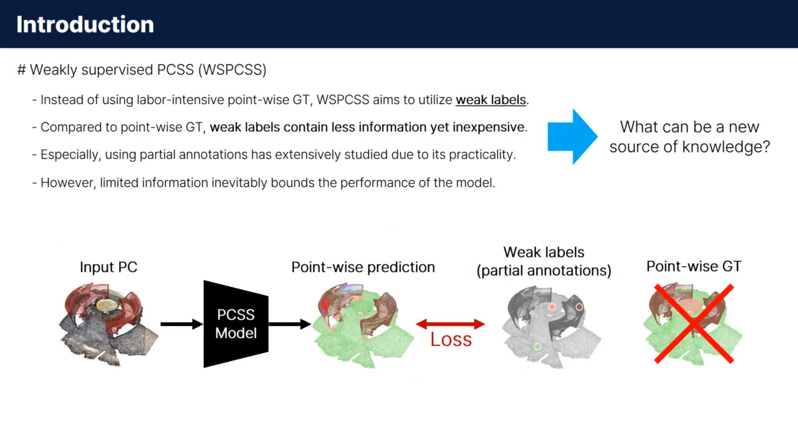As a remedy, weakly supervised approaches have been studied, using only the weak labels which have less information yet are cost-effective. Especially, using partial annotations has shown promising results. However, limited information inevitably bounds the performance of the model. Against this background, in our paper, we explore what can be a new source of knowledge.